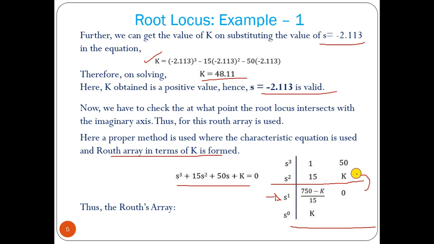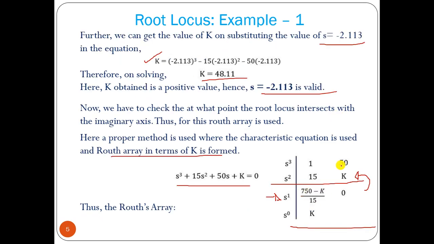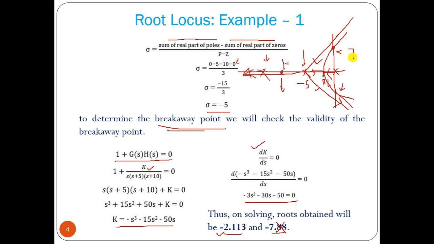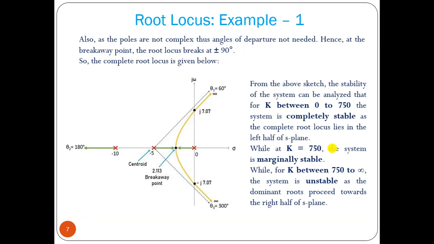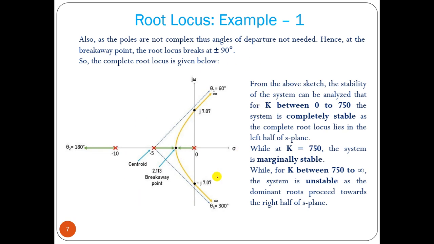So we can find out from the previous row the auxiliary equation, 15s square plus 750 k, where k equals 750, that is equal to 0. From that we can find out s. So s is plus j7.07 and minus j7.07. So these are the 2 points. This is a very simple problem. And at that point the k value should be 750. So this will be the ultimate plot.